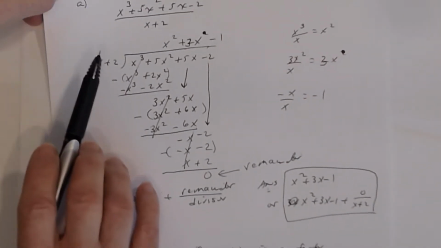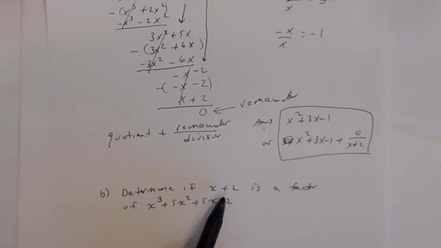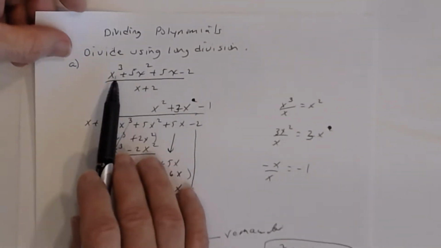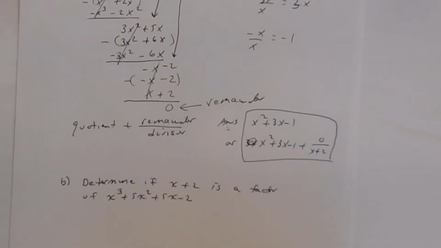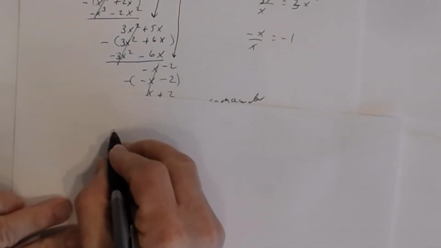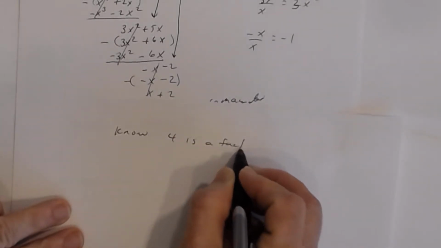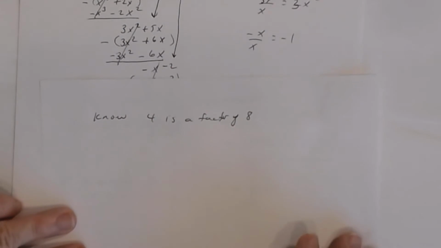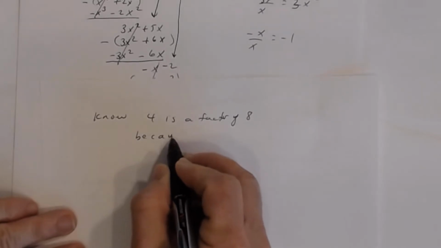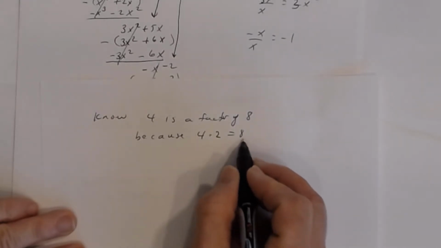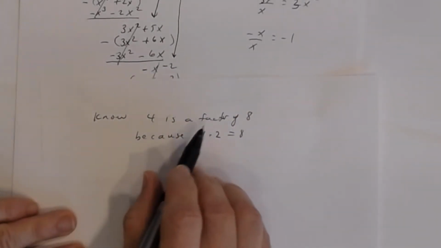So part 1b. Determine if x plus 2, that's right here, is a factor of this polynomial right here. So let's remind ourselves what I mean by that. So listen carefully. We know that 4 is a factor of 8. That's a true statement. We know that's true because 4 times 2 is 8, right? 4 goes into 8 and 2 goes into 8. So that's why we say 4 is a factor of 8.